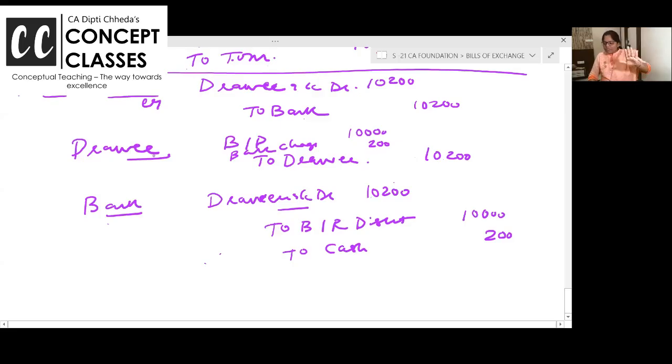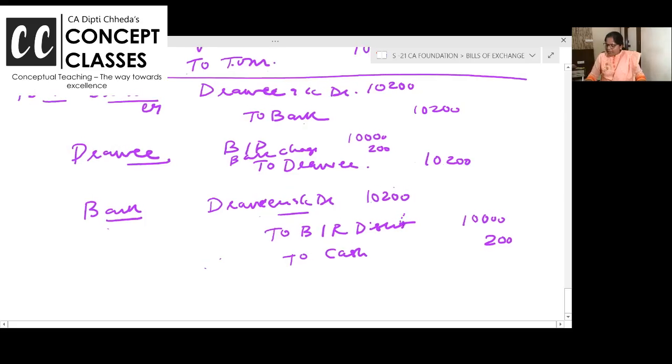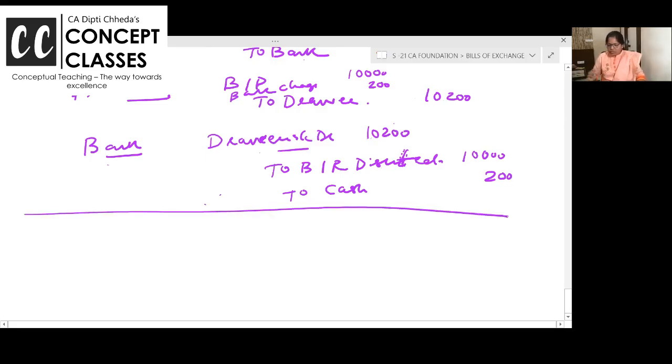First of all, drawer will pay to bank. Bank will debit the drawer saying, "Arey, you pay us 10,200." You know, they will not take. हमारा तो running account है bank में. And bills receivable discounted, cancelled, and 200 cash has gone out. चलो. One more problem for the dishonor. Dishonor के problem आते रहेंगे आगे interest rebate के साथ, but it's a very nice concept.